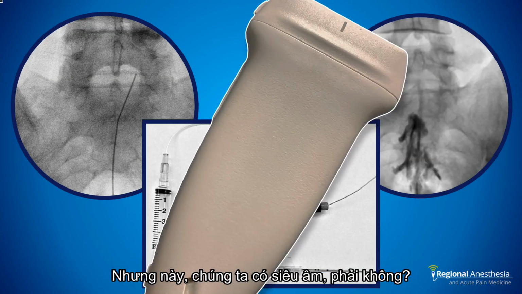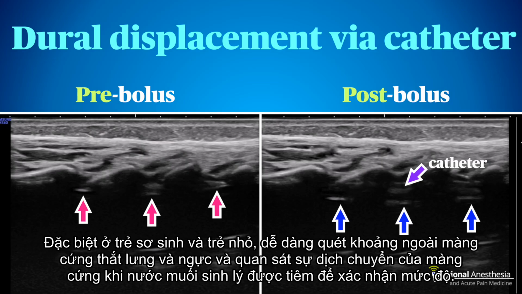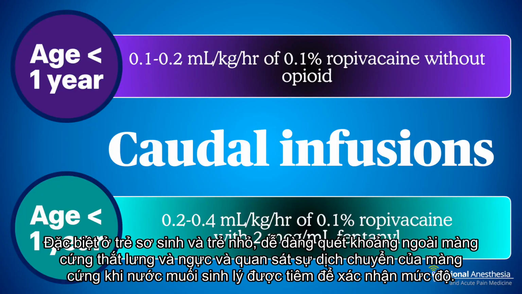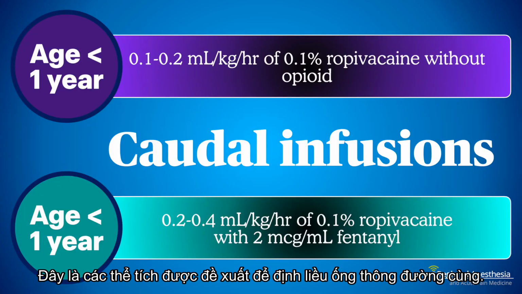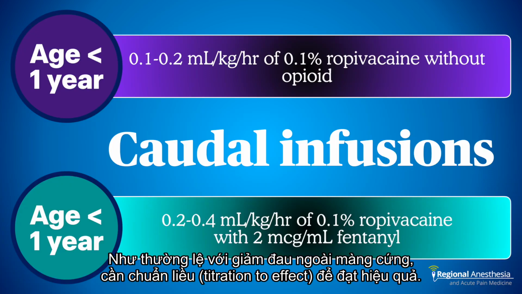But hey, we have ultrasound, right? Especially in infants and toddlers, it's easy to scan the lumbar and thoracic epidural space and watch for dural displacement when saline is injected to confirm the level. Here are suggested volumes for dosing a caudal catheter. As is always the case with epidural analgesia, some titration to effect is required.